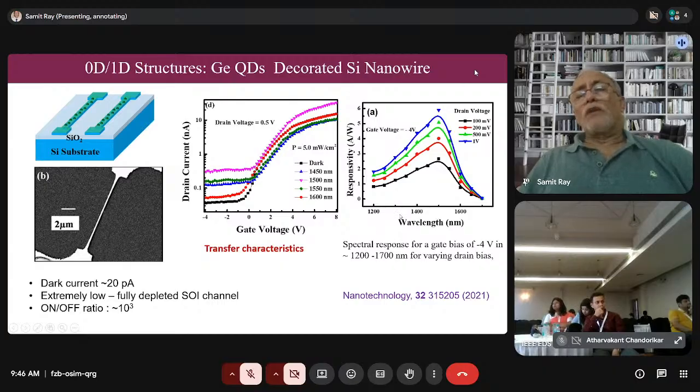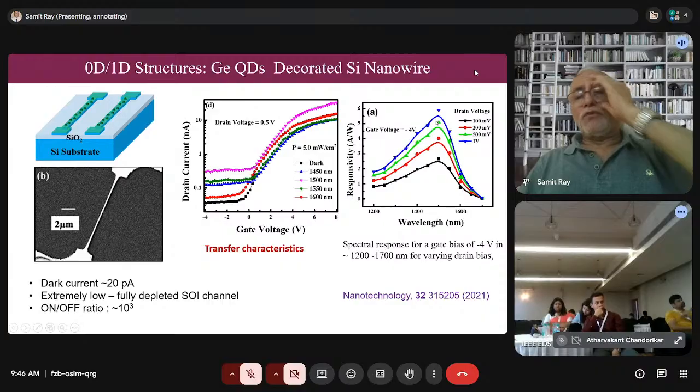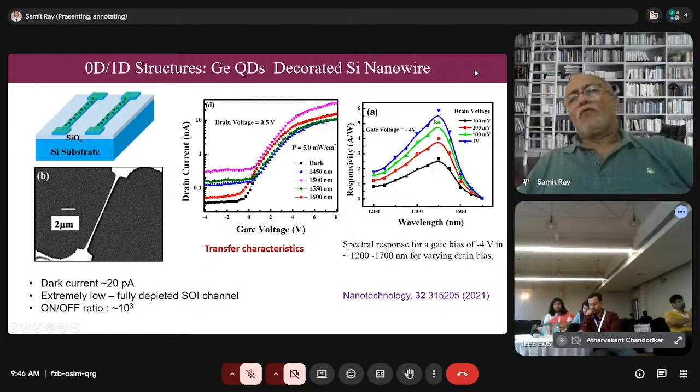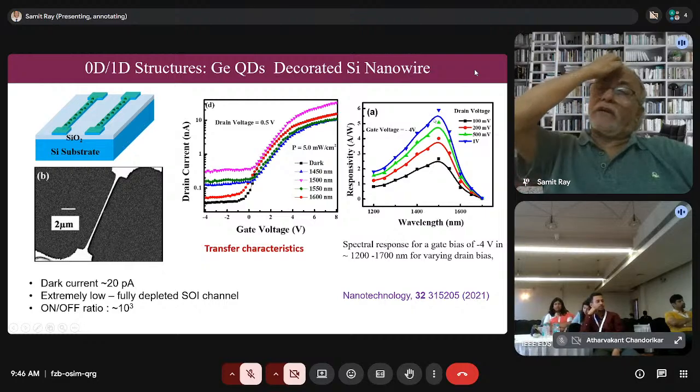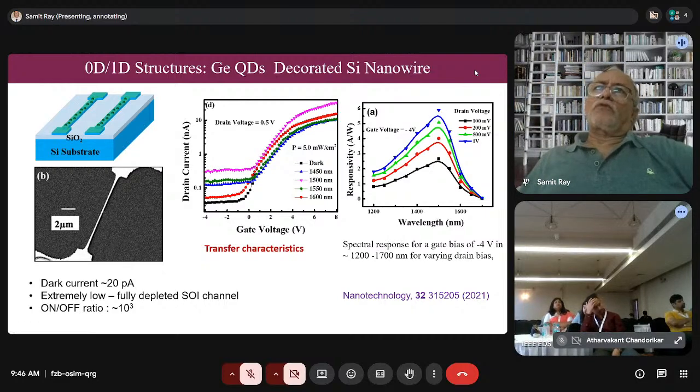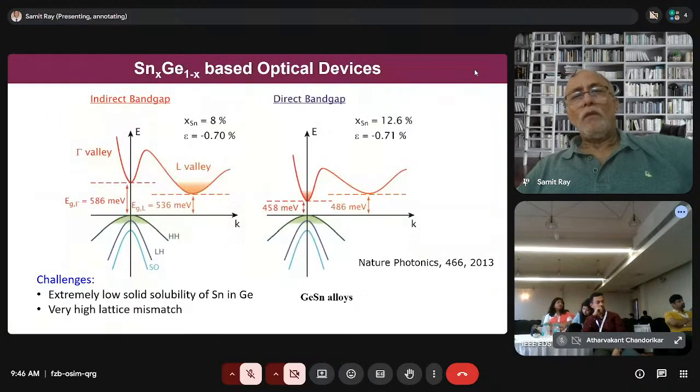Then we try to find out the responsivity, which is one of the important figures of merit. At a bias of -4 volts, we can get about 5.5 amperes per watt. If you compare with a commercial silicon detector, which has a responsivity of 0.5 amperes per watt, this is an order of magnitude higher. This has been possible due to reduced recombination in low-dimensional nanostructures.